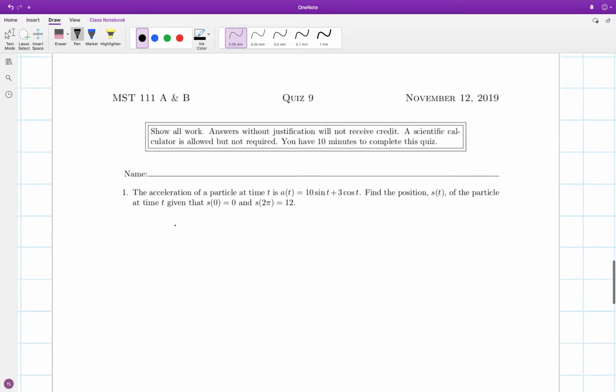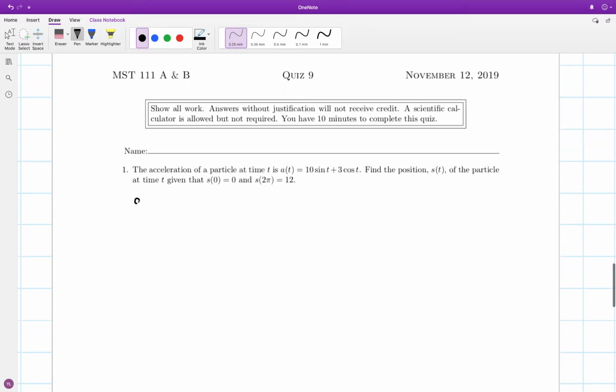All right, acceleration of the particle is given. So in order to find velocity and then eventually position, we need to take antiderivatives. So one thing to keep in mind is that the antiderivative of sine is negative cosine, and the antiderivative of cosine is positive sine.